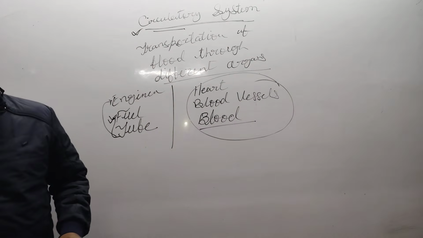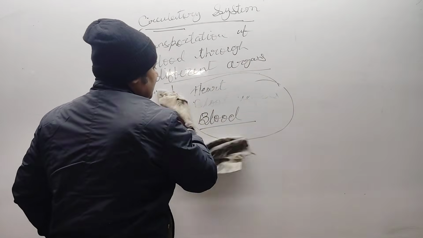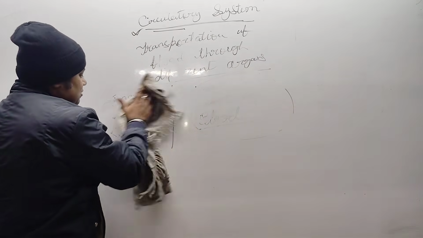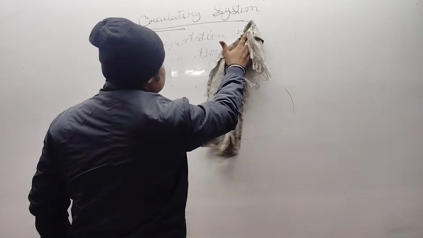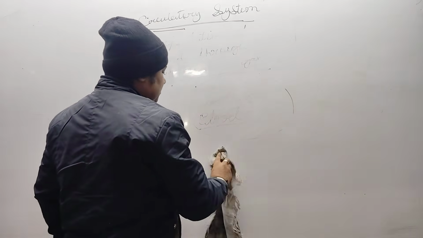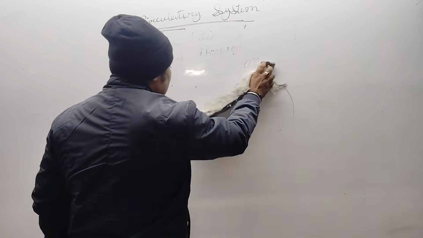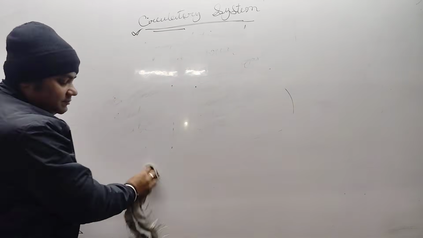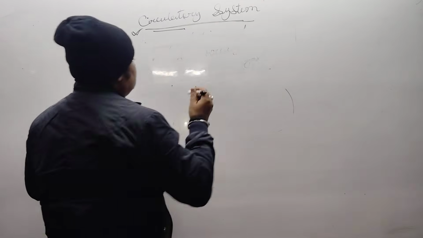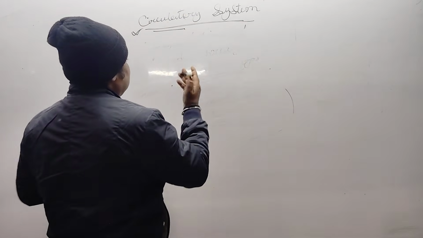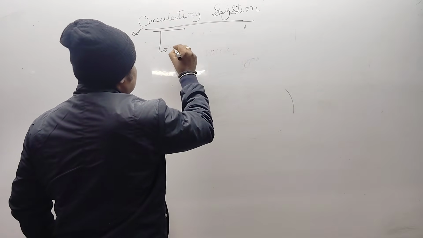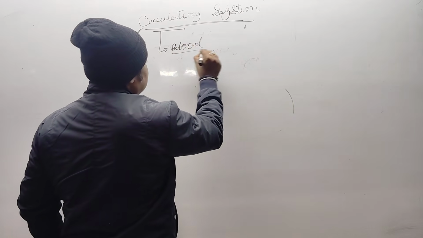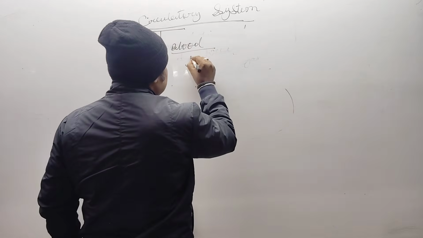So we can define it. What is the circulatory system? The circulatory system is a system which is composed of the heart, blood vessels and the blood. So the circulatory system is composed of three things. The first one is the blood. What is blood? Blood is a fluid connective tissue.